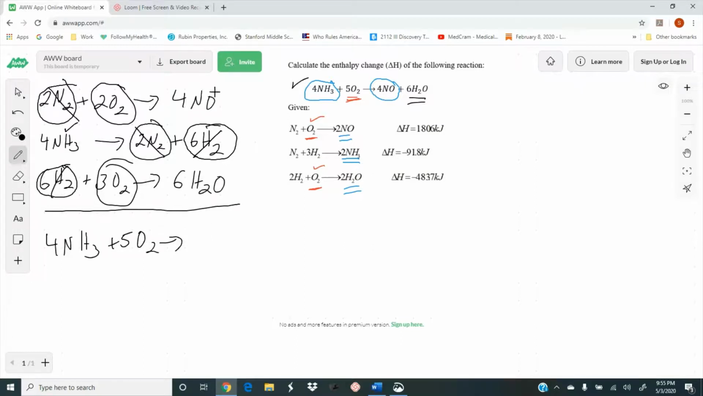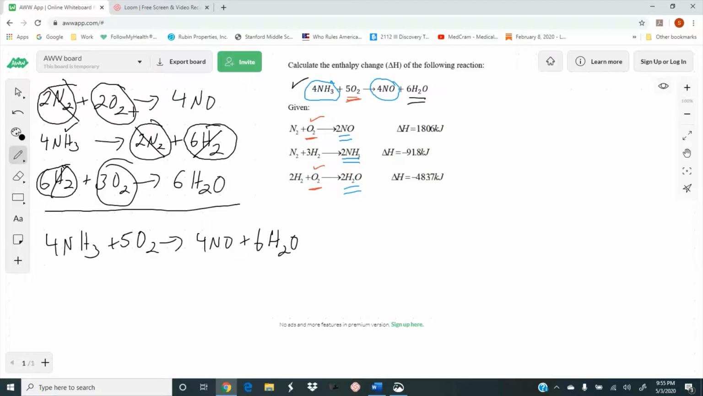And that's going to end up giving us 4 NOs right here. 4 NOs are still there. And one thing that's left is a 6H2O. And look at that. We ended up with the chemical equation that we wanted right here by adding these three equations up after we'd manipulated them.